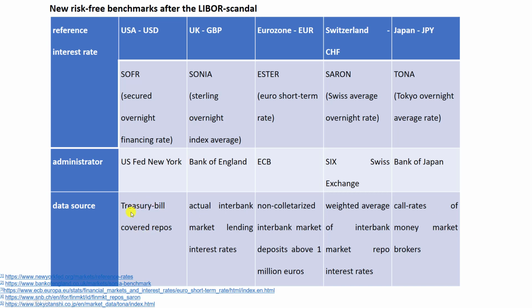Okay, depends on that. Sometimes it's treasury bill covered repo, sometimes it's actual interbank market lending, sometimes they are defining thresholds, so it has to be on the wholesale market above 1 million euros. It can be deposit, it can be lending. But we can see that some kind of weighted average of the real interbank market, and or banks interest rate, is what we are using. So LIBOR now is disappearing.